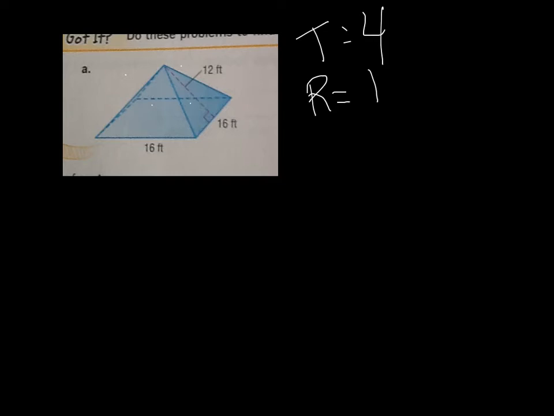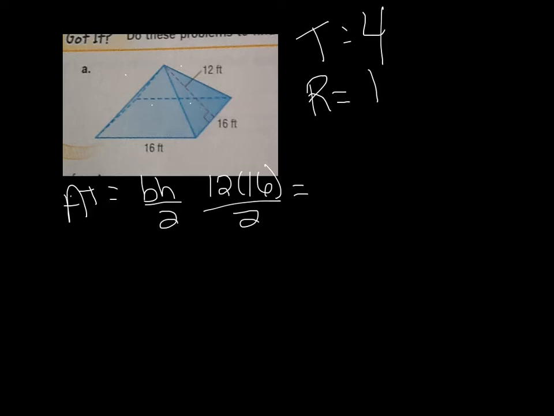So let's first find the area of my triangle. To find the area of a triangle, remember, is base times height divided by 2. So I take 12 times 16 divided by 2. When I do this, I get 96. Then I want to find the area of my rectangle or square. Well, it's 16 by 16, so that tells me it's a square.